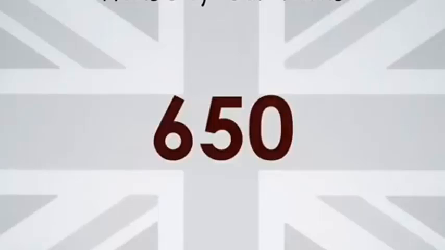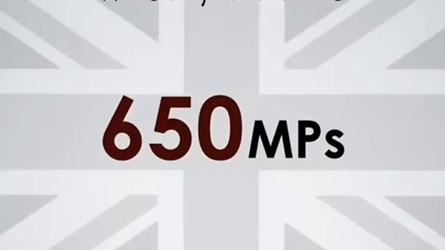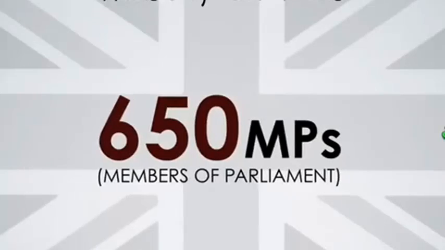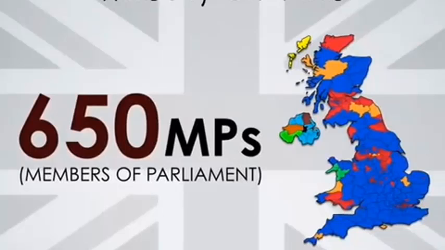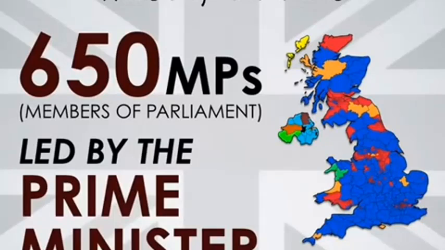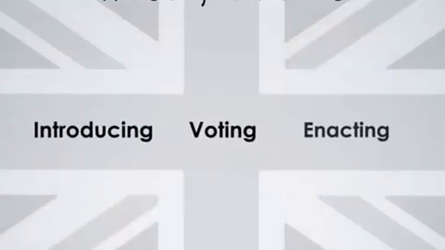Okay, now let's move away from the House of Lords and talk about the House of Commons. The Commons is, without a doubt, the most important governmental body in the United Kingdom. It's made up of 650 elected representatives called MPs, which is just a nifty abbreviation for Member of Parliament. And each MP represents one of the 650 electoral districts in the UK. The Commons is led by the Prime Minister, who is both the head of government and the leader of the majority party. With only a few caveats, the House of Commons is the body responsible for introducing, voting on, and enacting policies.